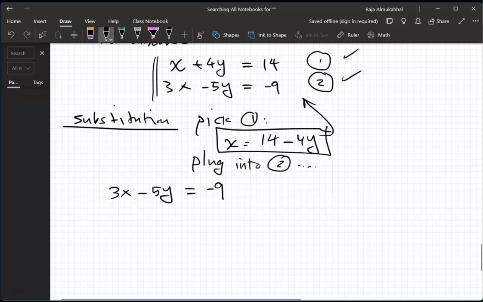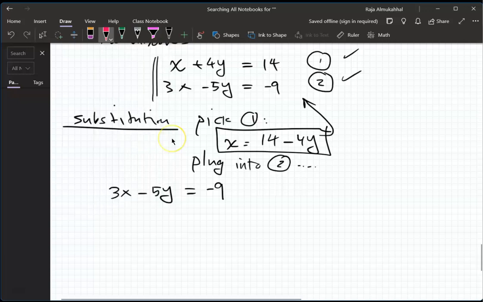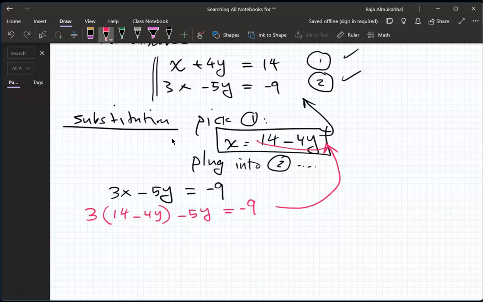So I'm going to put it right, let me put a different color. You like pink? We'll do pink. So we have here 3, and then x now is this. So it's 14 minus 4y, minus 5y equals -9. Notice what happens here. The x has disappeared. Now I have one equation and one unknown, which is the easiest kind of equation. I can simply solve for that unknown, the y, and once I solve for it, go back and put it in the original equation to solve for the value of x. Do you see the trick?